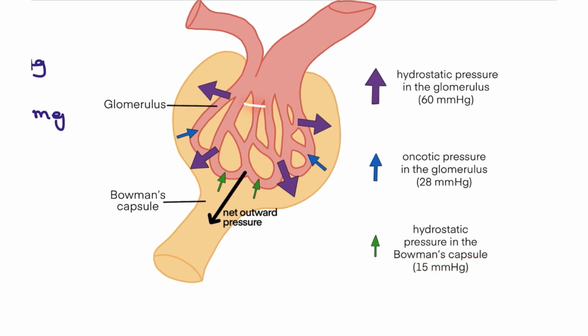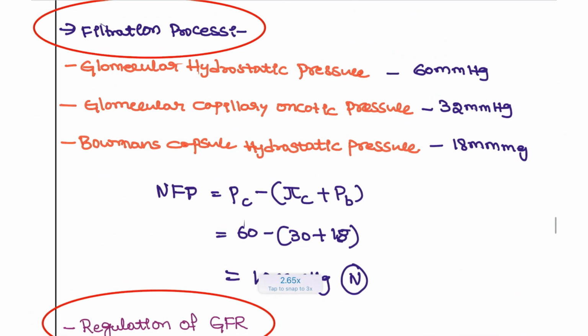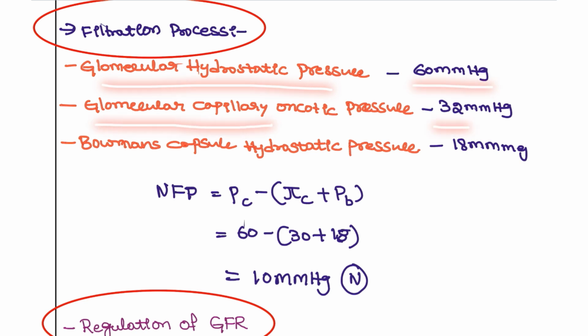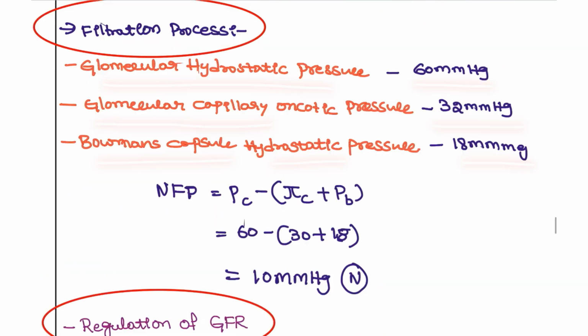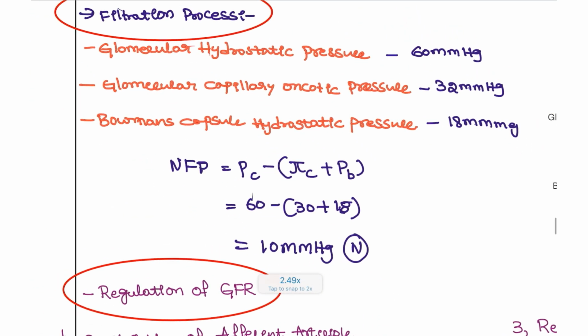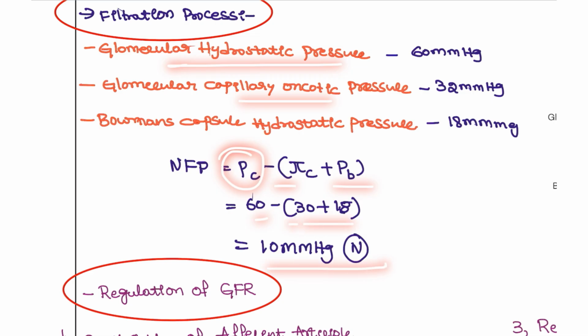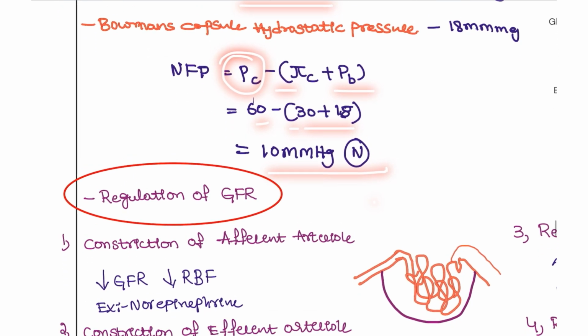So one is from the arterioles, it is giving from the space and from the capsule. So this is the filtration that we are going to see. Glomerular hydrostatic pressure 60 mmHg, glomerular capillary 32 mmHg, Bowman's capsule hydrostatic is 18 mmHg. If you combine this, it is the glomerular hydrostatic pressure minus capillary plus hydrostatic. So 60 minus 30 plus 18, approximately 10 to 12, which is the normal glomerular filtration rate.